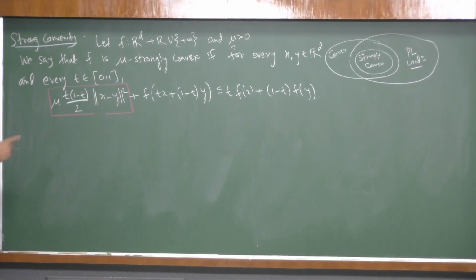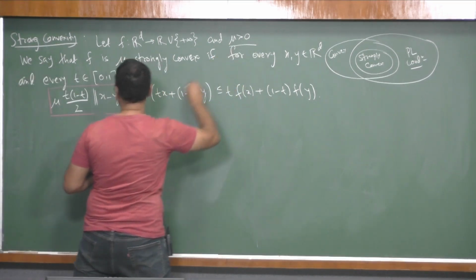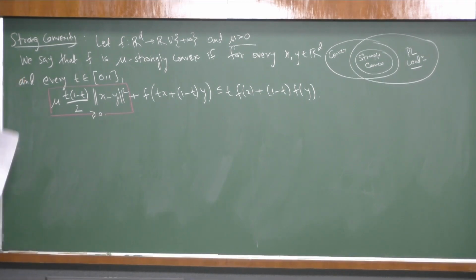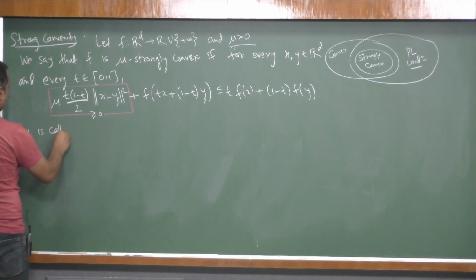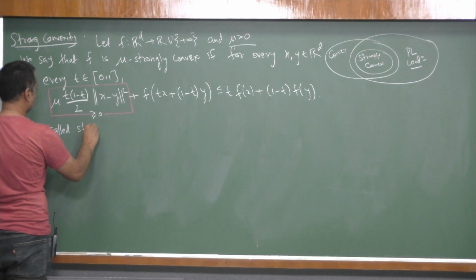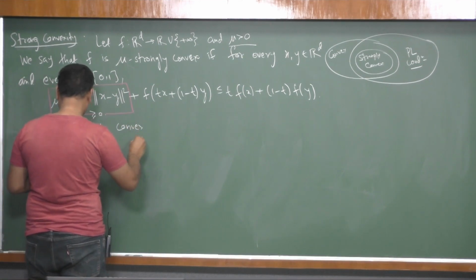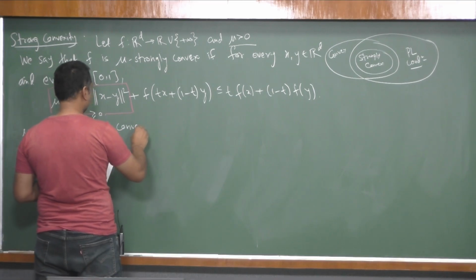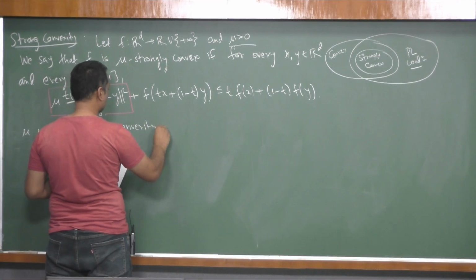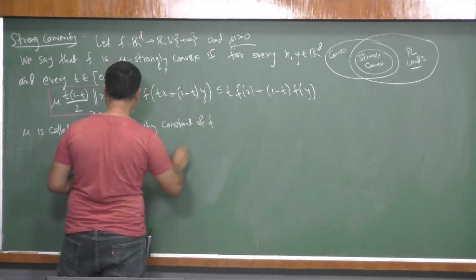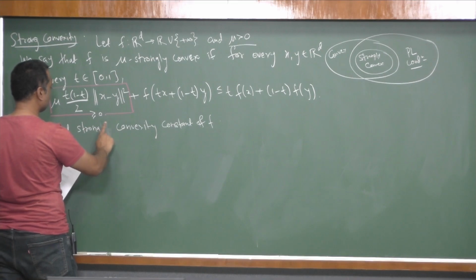And yeah, so mu is greater than 0, right? So these guys are all greater than or equal to 0. Okay, so we are adding some positive quantity, and mu is the strongly convex constant. Mu is called a strong convexity constant of f, strong convexity constant of f.